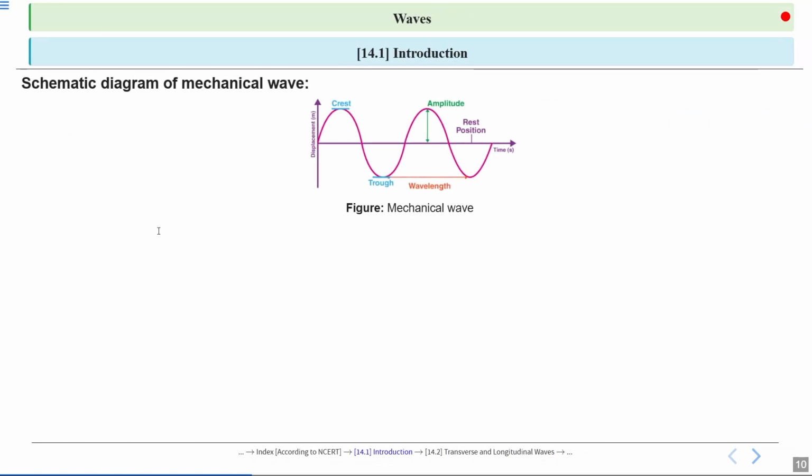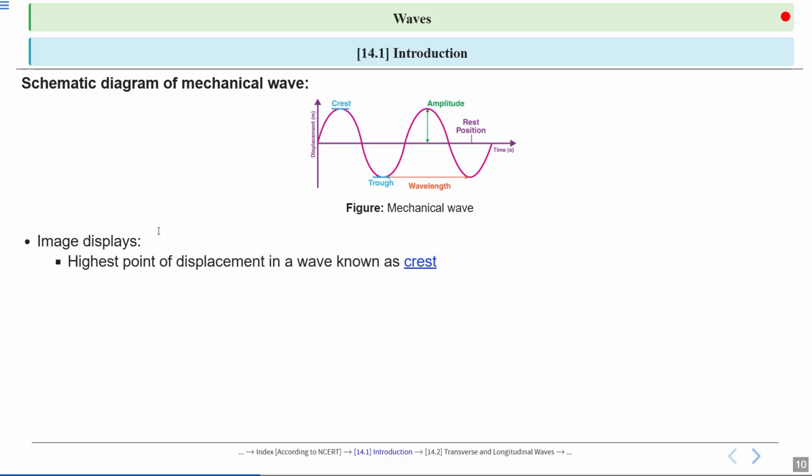Now look at a schematic diagram of a mechanical wave. This figure shows a typical wave pattern. So there is displacement in meters, crest, trough, amplitude, rest position and time. Let's see. So let's see all parts one by one.